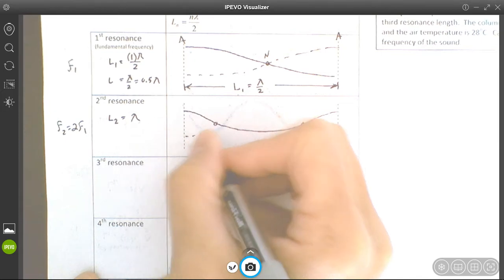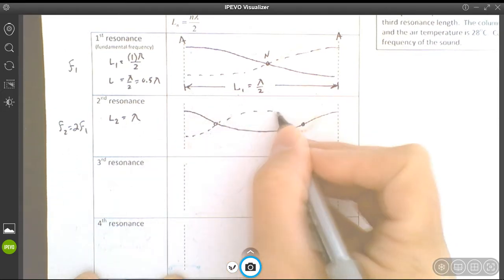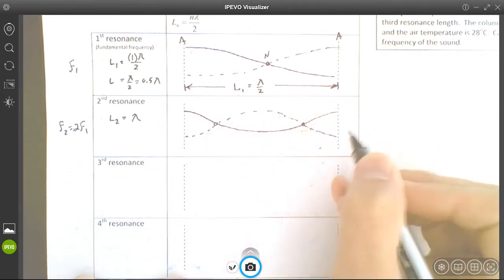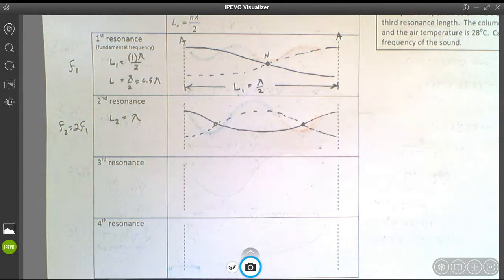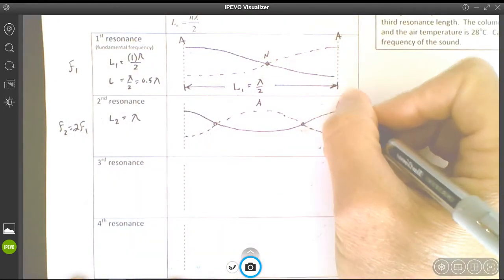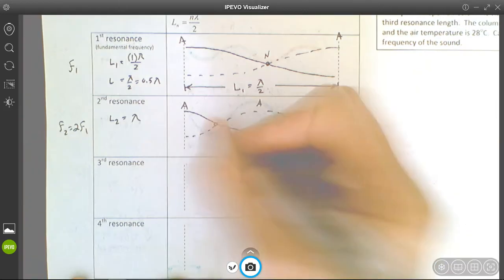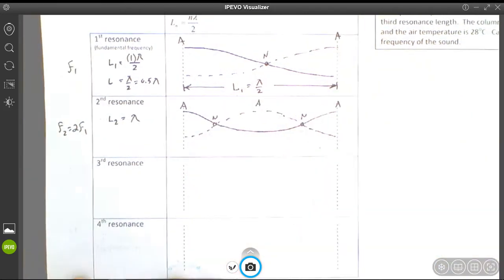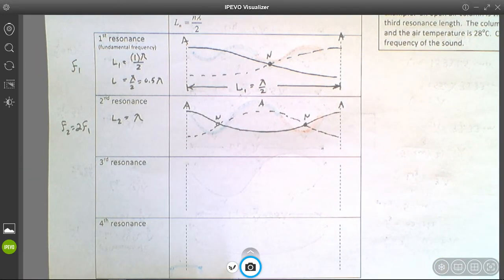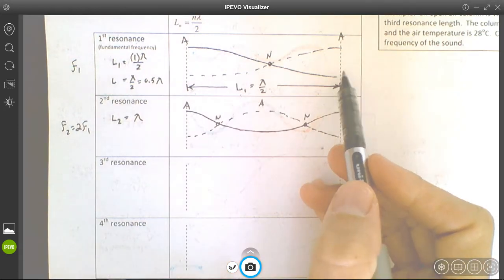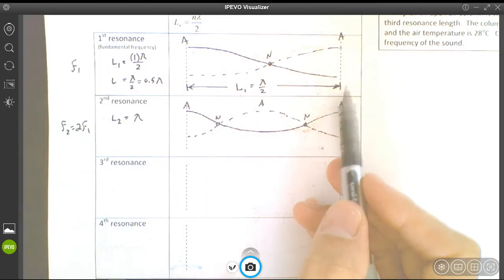So if you were able to hold it at 2 points and vibrate it like that, you should see that you would get an antinode in the middle. It's open at both ends, so you get 2 antinodes, and then nodes at the 2 fixed points that you're vibrating the material at.